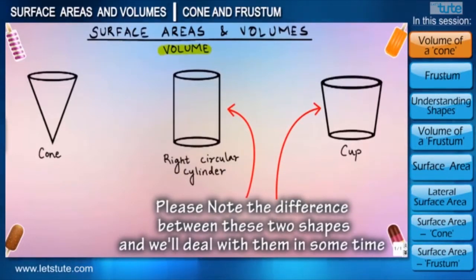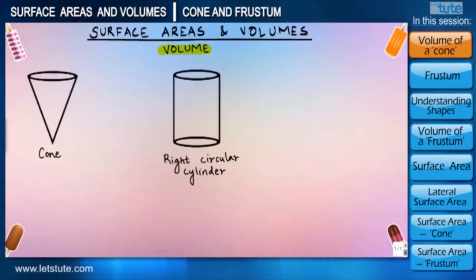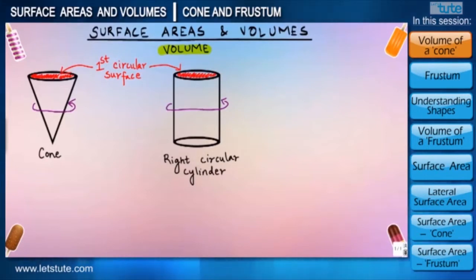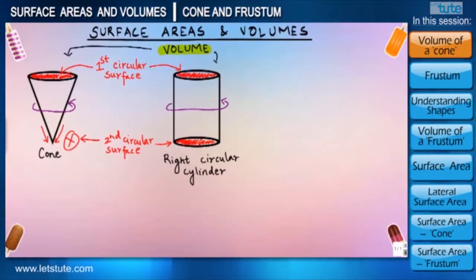See, that actually makes sense because both of these shapes have a circular top. Then comes a curved surface, with the only difference being that the cylinder shows another circular surface at the other end, whereas the curved surface of the cone seems to taper and as such has no other circular surface. So we can try to learn the volume of a cone with the help of a cylinder.